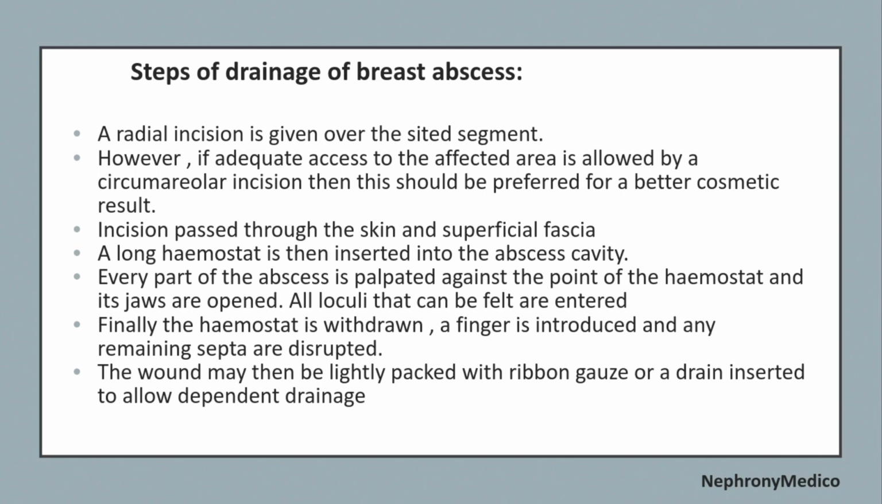Every part of the abscess is palpated against the point of the hemostat, and its jaws are opened, and all loculi that can be felt are entered. Finally, the hemostat is withdrawn, a finger is introduced, and any remaining septa are disrupted. The wound may then be lightly packed with ribbon gauze or a drain inserted to allow independent drainage.